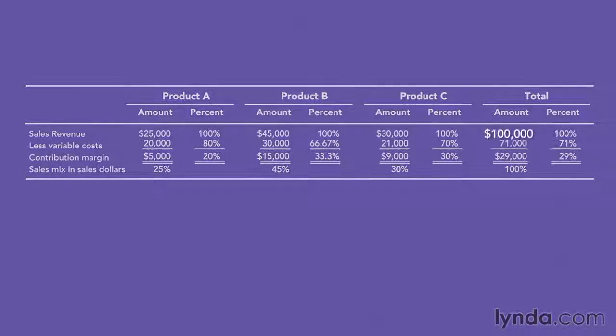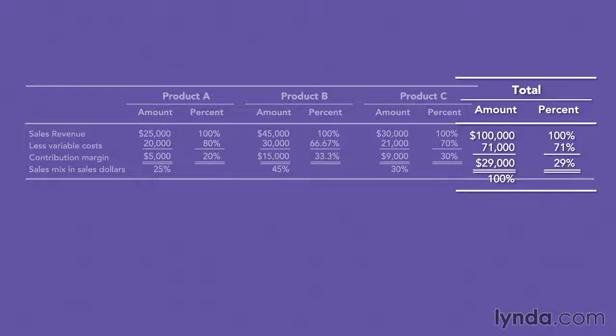Total sales are $100,000, which includes $25,000 in sales for product A, $45,000 of product B, and $30,000 of product C. Therefore, the sales mix in sales dollars is 25% product A, 45% product B, and 30% product C. With this sales mix, the average variable cost ratio is 71%, which is determined by dividing total variable costs of $71,000 by total sales of $100,000.